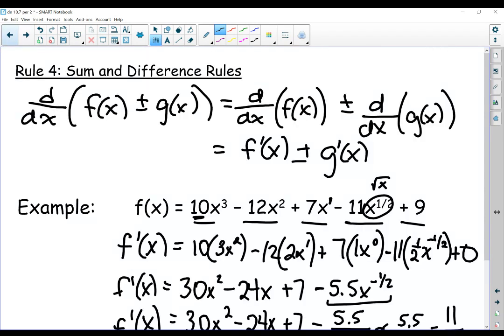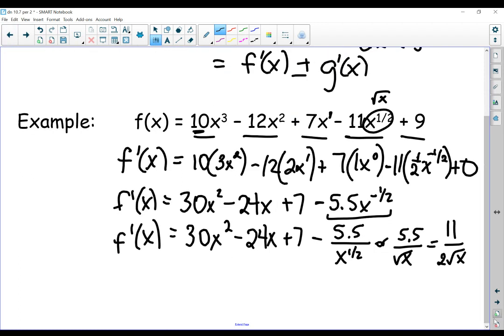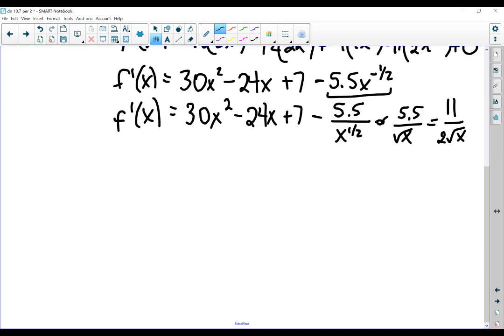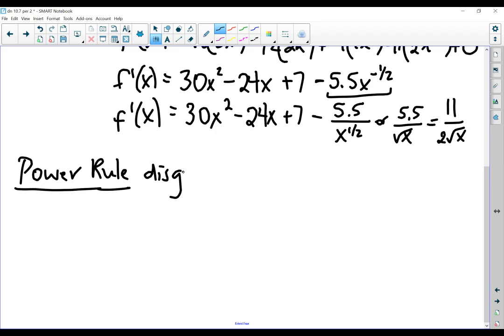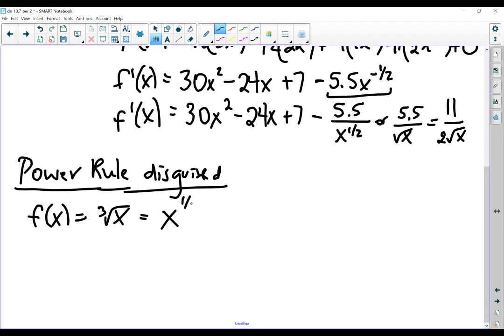Okay. Now, before I go on, I just kind of want to talk a little bit about some power rule disguises. So I know I didn't leave you a lot of spaces here, but I just want to make sure that we talk about this. So wherever you can add this on to your notes. Okay, so if I gave you f of x equals the cube root of x, and you're like, how do I find the derivative of that function? You need to rewrite this in exponential form. So that would just be x to the 1/3.